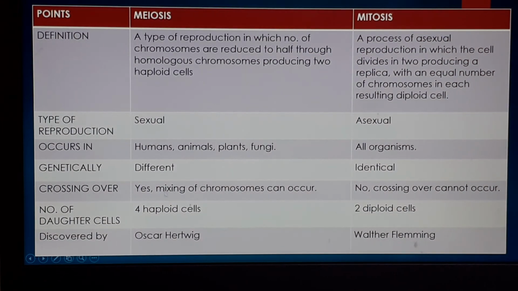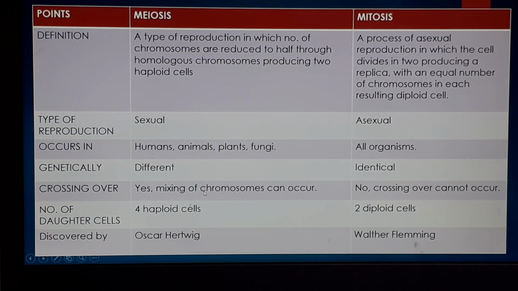Again, I will explain this. This is the sexual type of reproduction. This is the asexual type of reproduction. Meiosis occurs in humans, animals, plants and fungi. It occurs in all organisms. Here we get genetically different organisms, whereas here we get the same. Here mixing of chromosomes occurs. Here there is no mixing of chromosomes. There is no crossing over.